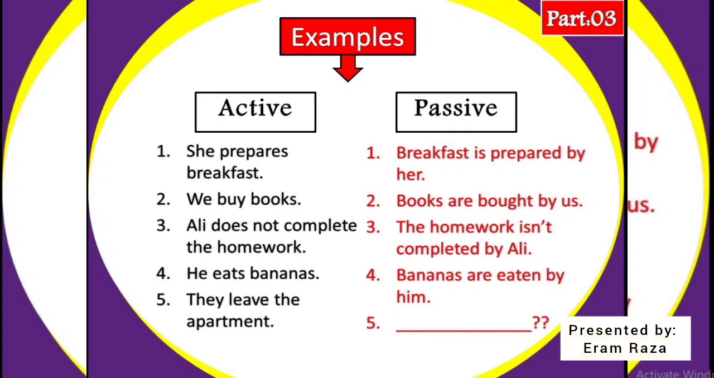Well, here are some of the examples, but you can please go through all these examples which I have mentioned, or 4 only examples. For example, "she prepares breakfast", so in passive it should be: the breakfast is prepared by her. And "we buy books", so in passive: books are bought by us. "Ali doesn't complete the homework", so: the homework isn't completed by Ali. And "he eats bananas": bananas are eaten by him.